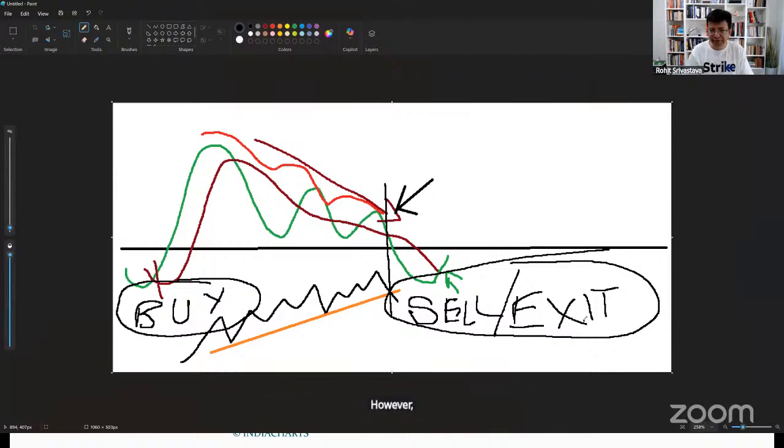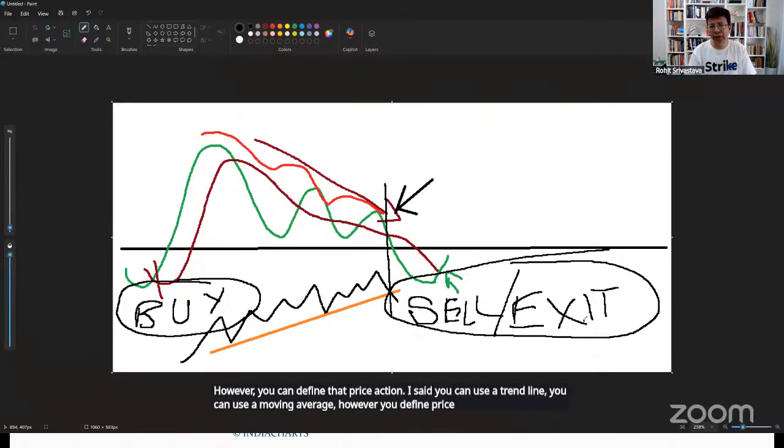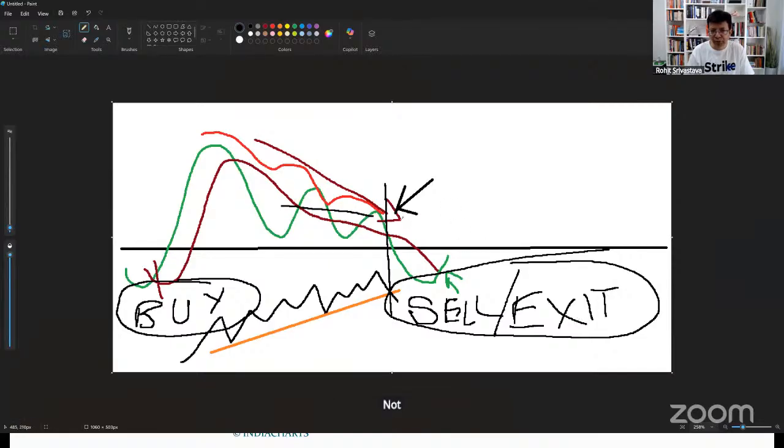However, you can define that price action. I said you can use a trend line, you can use a moving average. However you define price action confirming momentum, that's your sell and exit. Not all the whipsaws in between, not all this. That's all the noise.